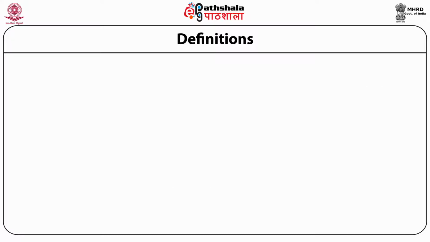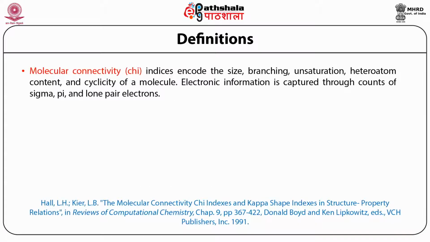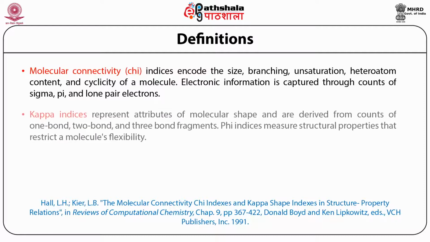There is another molecular connectivity index called the chi value. Chi values and phi indexes, which are kappa indexes, also restrict the molecular flexibility and electronic information. Both of them are very much correlated with electronic information like sigma, pi and lone pair, and chi indexes, kappa indexes or phi indexes are very important for restricting their flexibility.